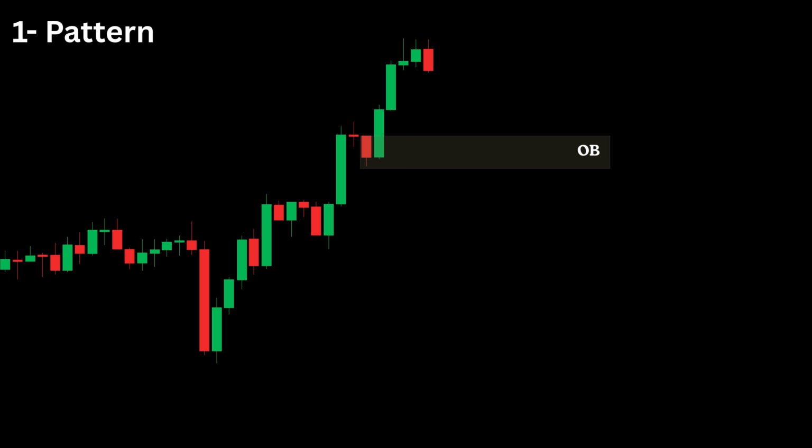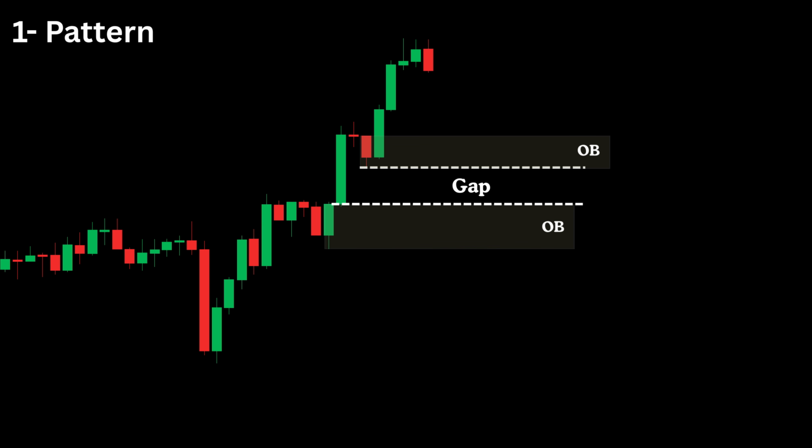However, if we look to the left, we can clearly see a gap between the candles directly beneath the first order block, along with another valid order block zone in that area. This increases the likelihood that price will dip down to fill the gap, collect liquidity below the first order block, and then move upward after tapping into the second order block.